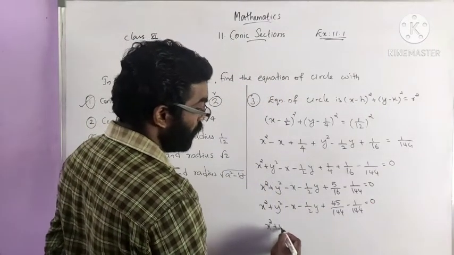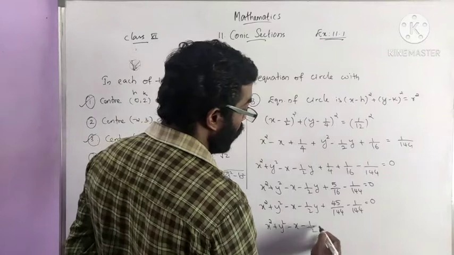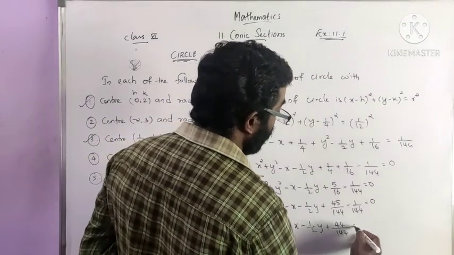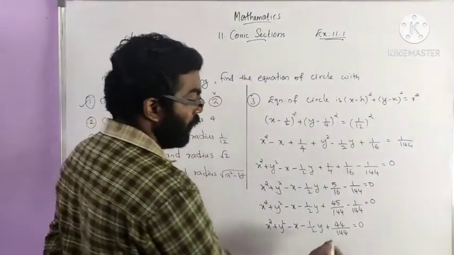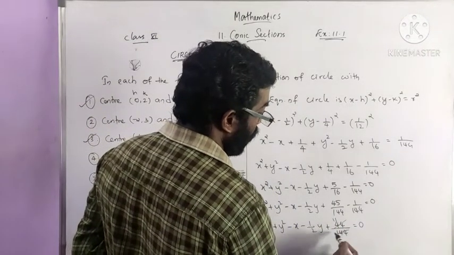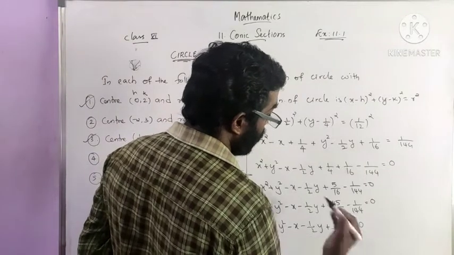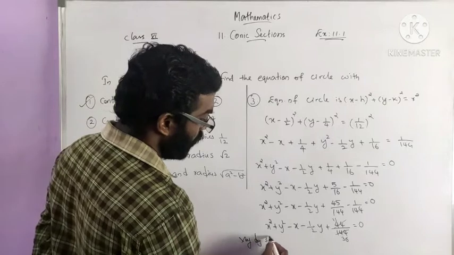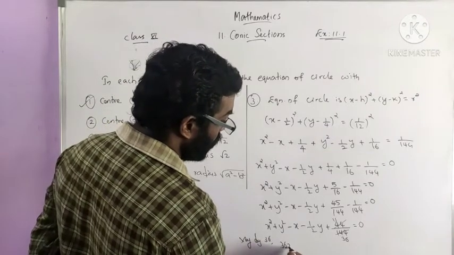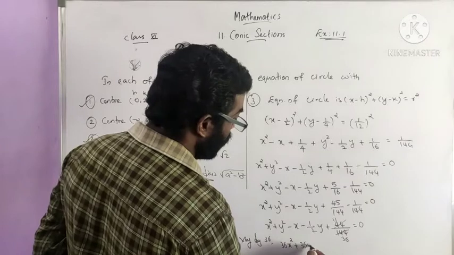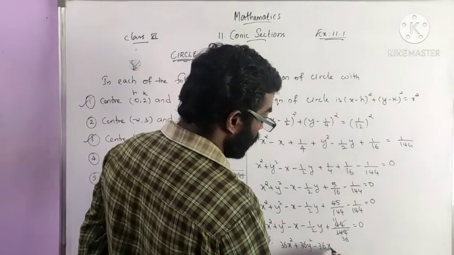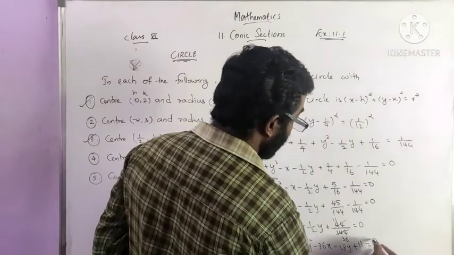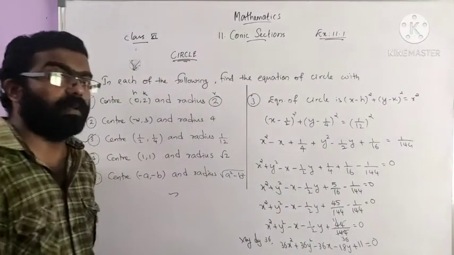That is x square plus y square minus x minus 1 by 2y plus 44 divided by 144 equal to 0. We can cancel this by 4. 11. Here it is 36. Now we can multiply the entire equation by 36. Multiplying by 36, what we get is 36x square plus 36y square minus 36x, then minus 18y plus 11 equal to 0. This is the required equation.